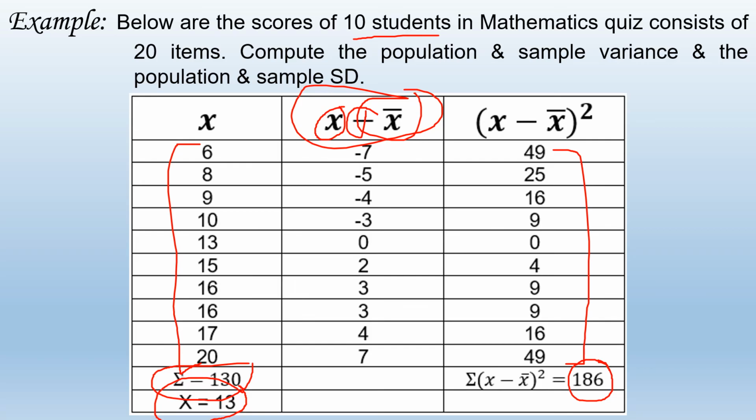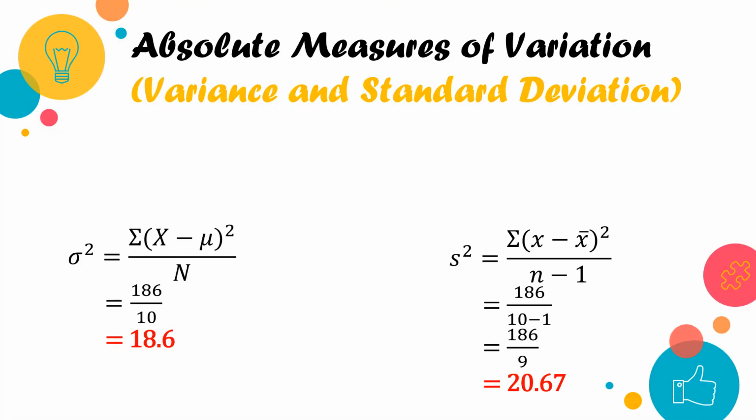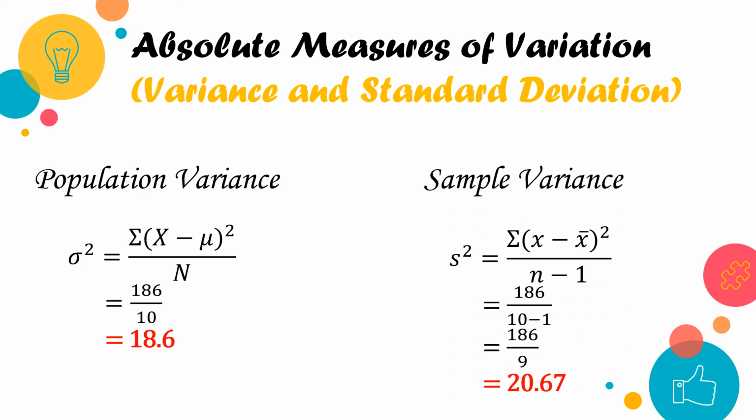Now right after that, we have to plug it in to our equation. For population variance, we have the sum divided by 10. For our sample variance, of course 10 is what we use, because according to the problem, these are the scores of 10 students. And then when we get to the sample variance, n minus 1, therefore that is why we see 9 here. So 186 divided by 9.